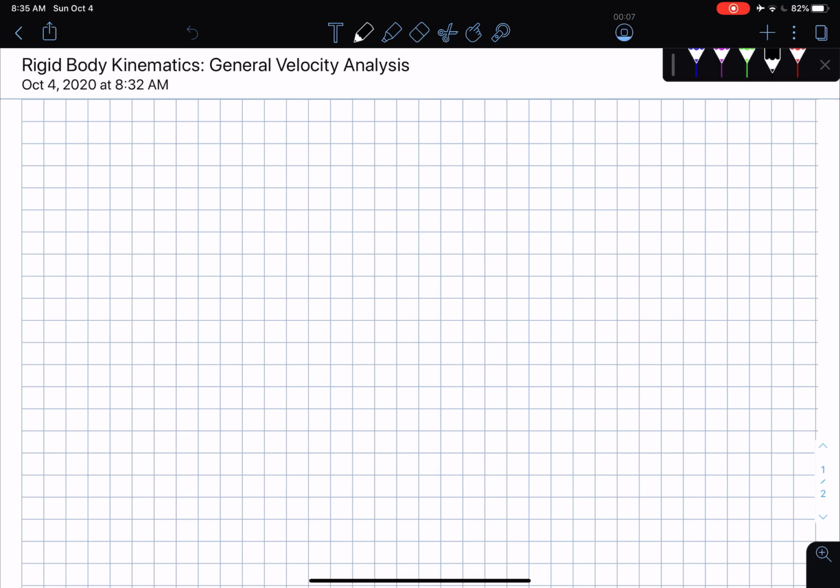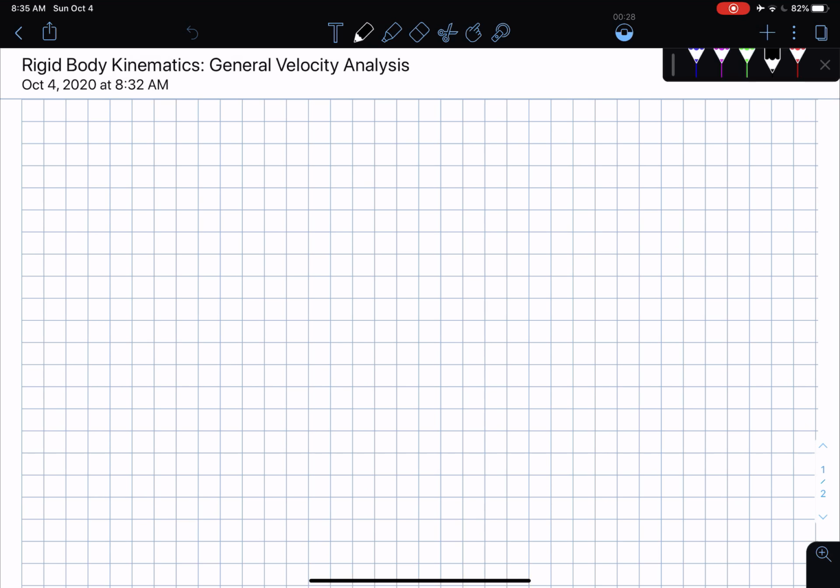So today we're going to be looking at rigid body kinematics, and we're going to perform a general velocity analysis. This is also sometimes called the three-term velocity equation. To start off, we're going to be extending this idea to performing acceleration analysis as well. It'll be the same thing.